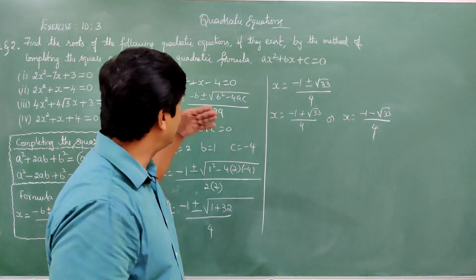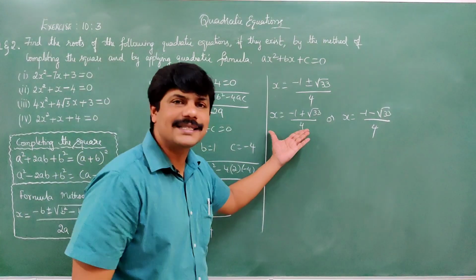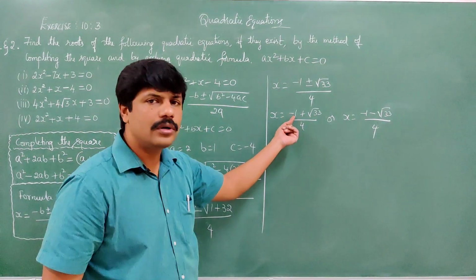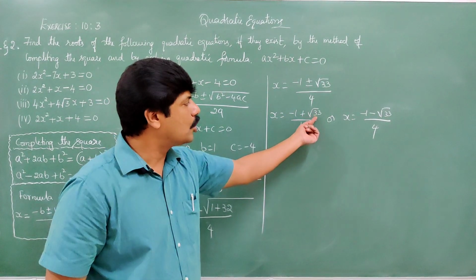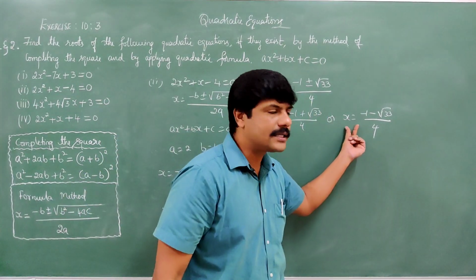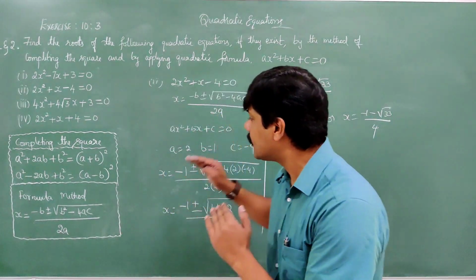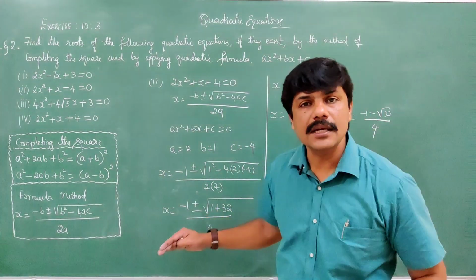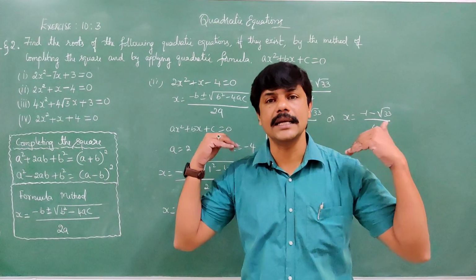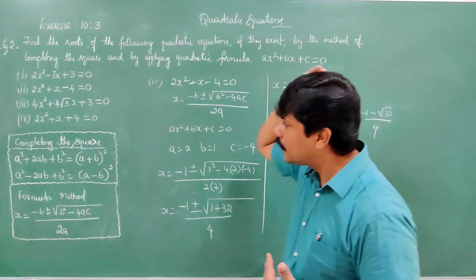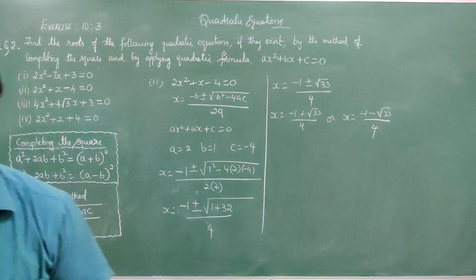In the method of completing the square also we have got the same answer. x is equal to (-1 + root 33)/4, and x is equal to (-1 - root 33)/4. In the completing the square method also we have got the same answer. The answer will not change even if the method is changed. Understand? Now we'll enter into the third question.